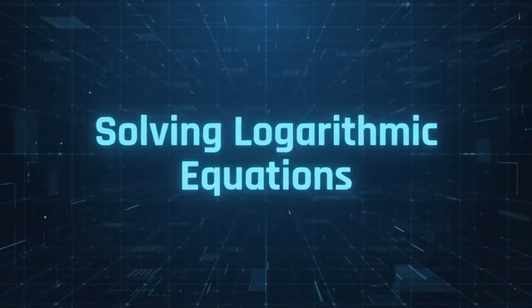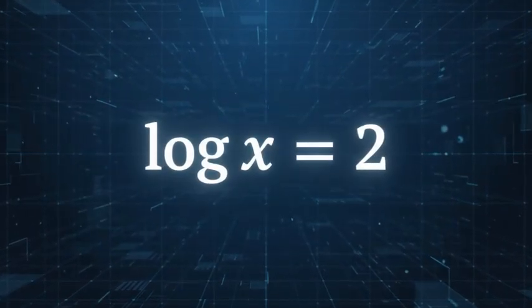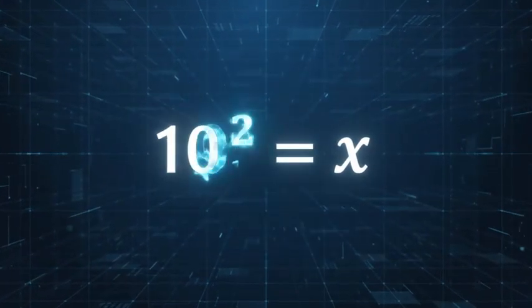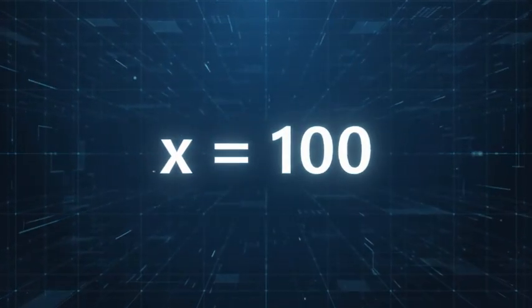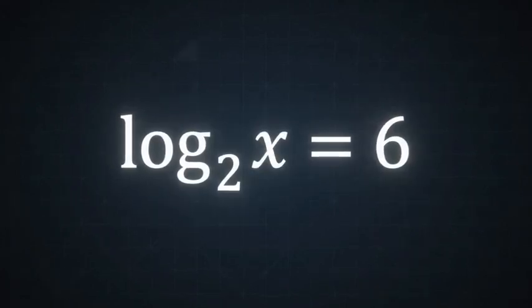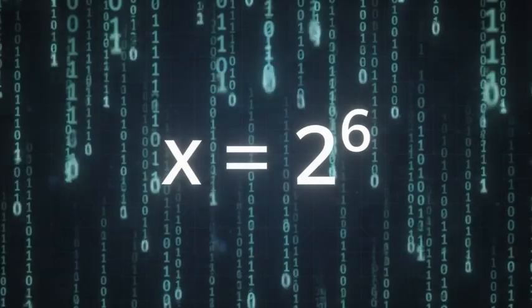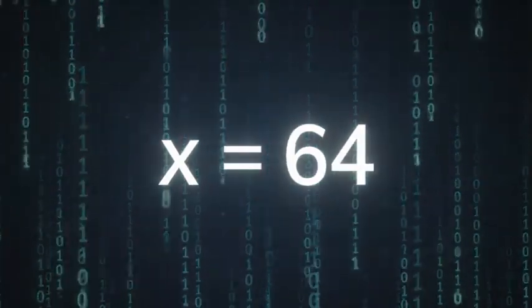To solve logarithmic equations, rewrite them in exponential form. Log x equals 2 means 10 squared equals x, so x equals 100. Likewise, log base 2 of x equals 6 means 2 raised to the 6th power equals x. Therefore, x equals 64.